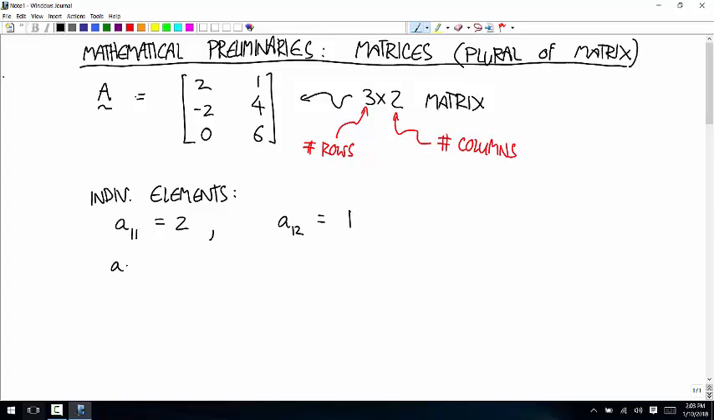So what would that negative 2 be? What are the indices of that? Yep, A2,1 is negative 2. A2,2 is 4. A3,1 is 0. And A3,2 is 6.